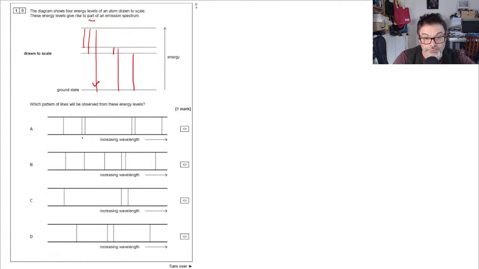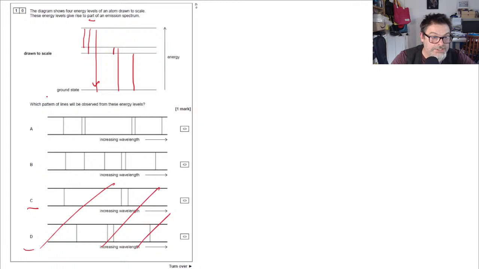So these are all the possible transitions or drops that we can have. I think I've got them all there. I was just thinking I'd missed this one, but it's there, isn't it? Okay, so there are 6 possible transitions, so there must be 6 lines. 1, 2, 3, 4, 5, 6. So what you find is that options C and D only have 3 or 4. So it can't be those. Now the question is, is it A or is it B?